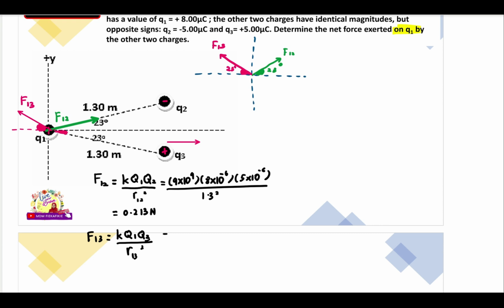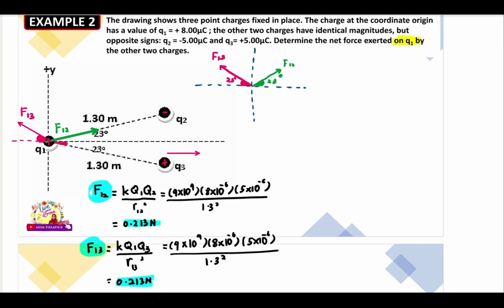So, saya masukkanlah charge 1, 8. And charge 3 sama juga, positive 5. Okay, and the distance between them is 1.3 squared. So, kita nampak 0.213 Newton. Okay, kita boleh nampak dekat sini F12. Okay, ini F13 sama. 0.213 Newton. Okay, so sekarang kita boleh kira lah. Sebelum kita kira, kita nampak F12 dengan F13 tu ada angle. So, kita perlu resolve kepada X and Y component.